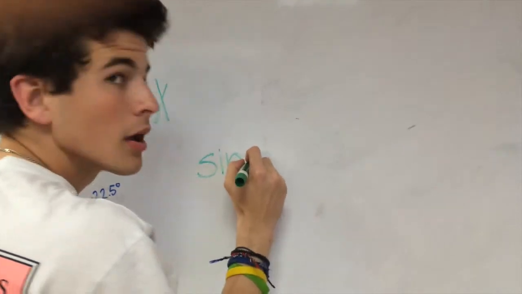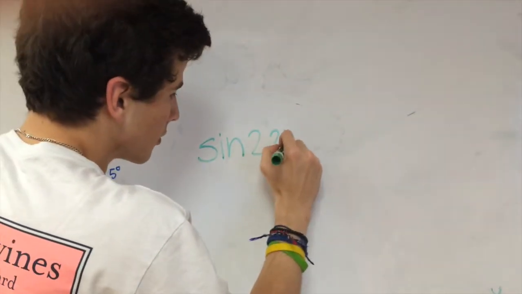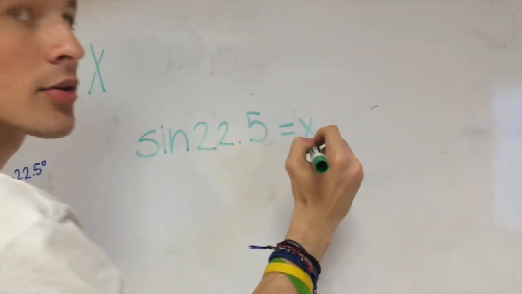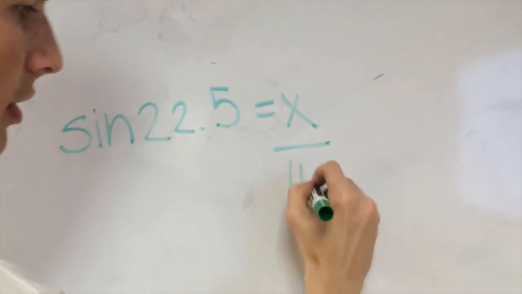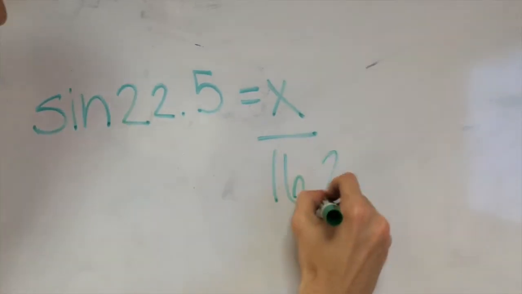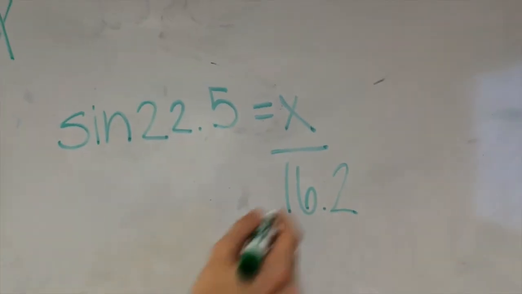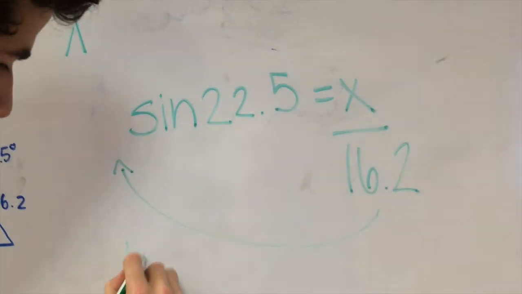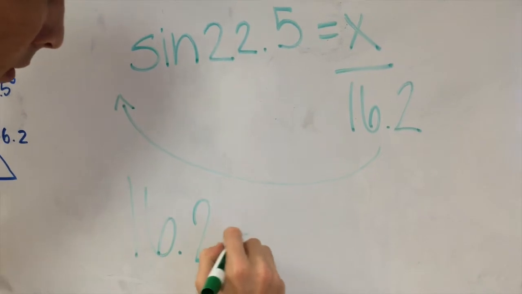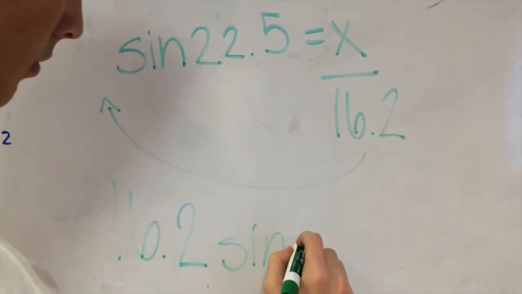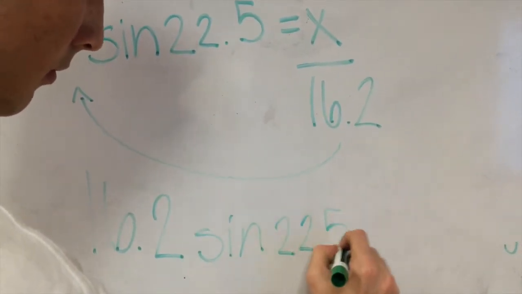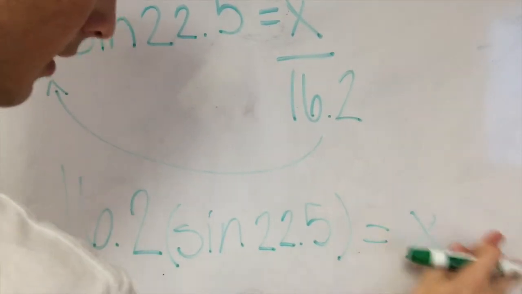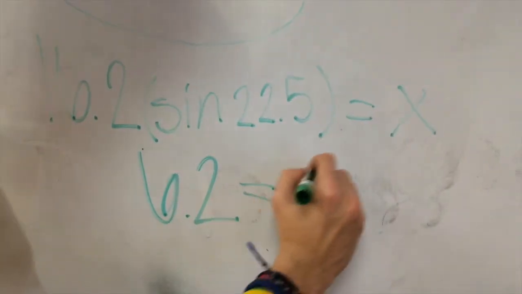So it's sine 22.5 equals x over 16.2. And then you bring it over and multiply the whole thing to get x. And then you use a calculator and do 16.2 sine 22.5 equals x. And then the answer is 6.2.